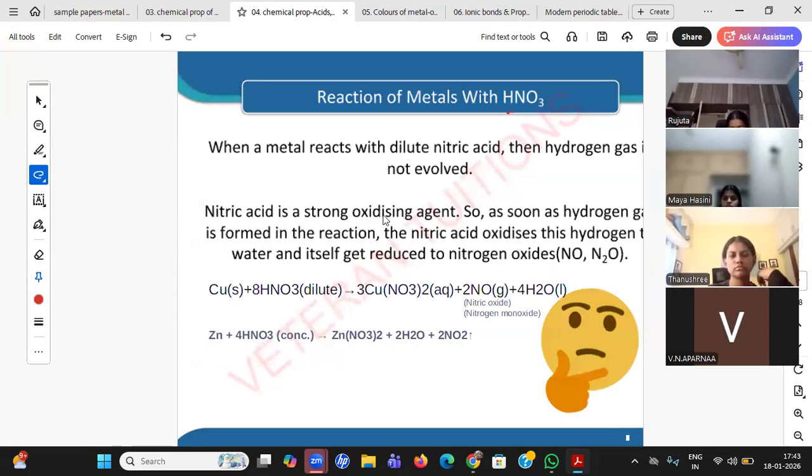Very good. Okay, so metal reacts with dilute nitric acid, and hydrogen gas is not there. Very important question. Metals react with acid, definitely you will get hydrogen gas, but there is one acid which doesn't give hydrogen gas. It is nothing but nitric acid. Okay, nitric acid. The reason why? Yes, Narendran. That's an exception. Exception, right?